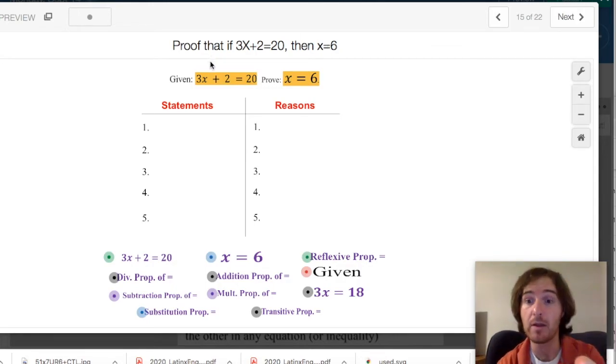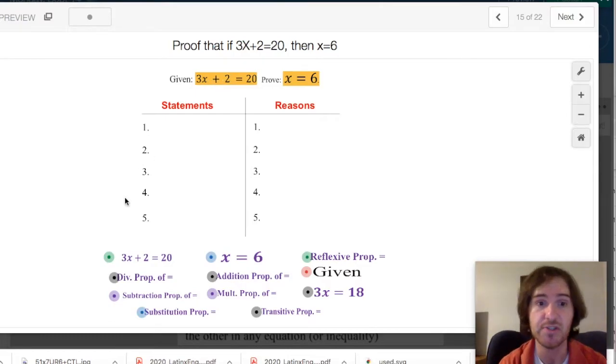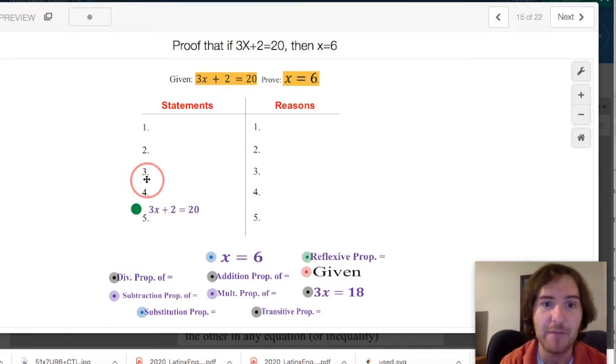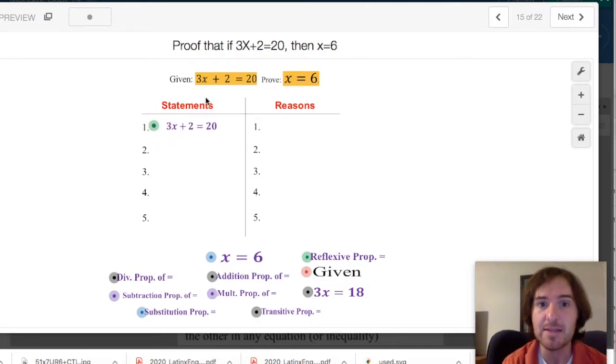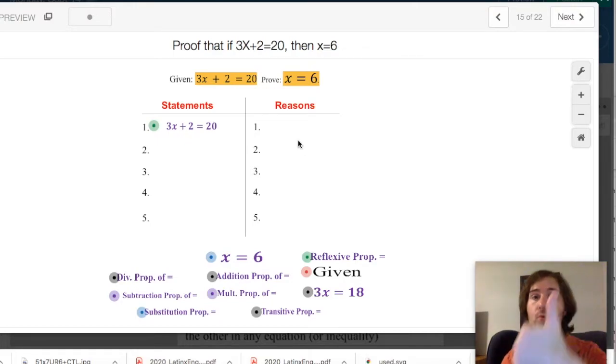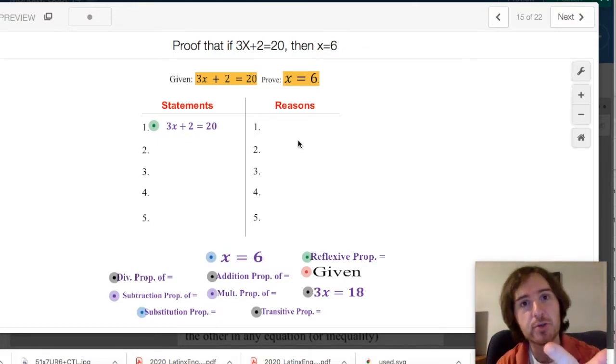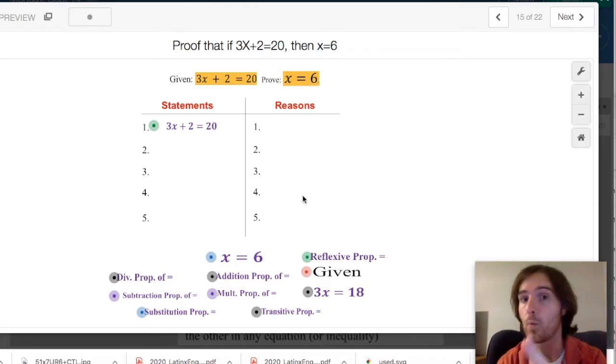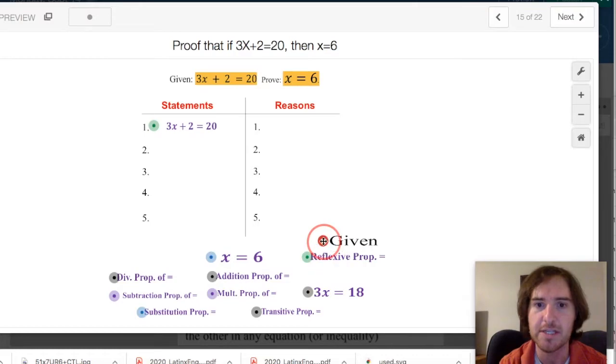Okay? So step one, we have to start with what our hypothesis is. We have to start with what is given to us. So I'm going to take that as my first statement. The statement side is where your math goes. Your reason side is where your justification goes, or where the rules you're using, or definitions you're using, or already proven facts will go over there, okay? You'll see what I mean later when we get into this more deeply.